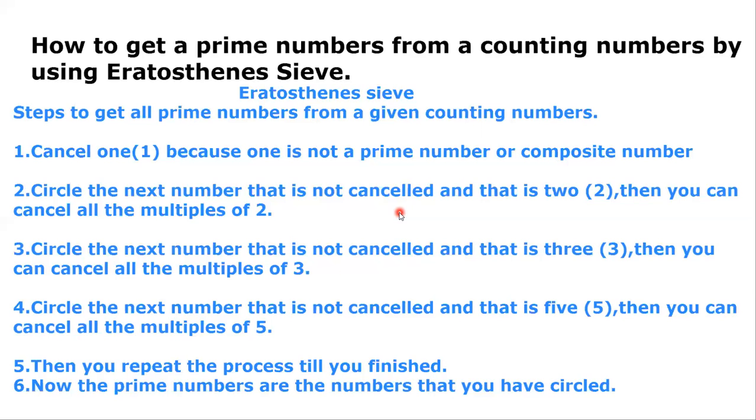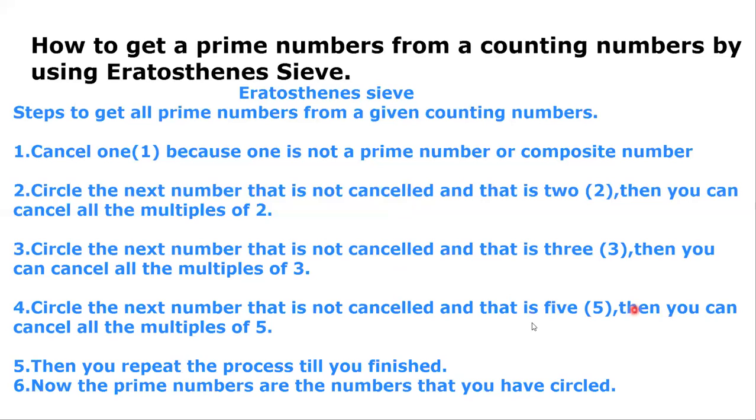Then you circle the next number after 3 and cancel multiples of 3. After cancelling all the multiples of 3, you circle the next number. When you are at 3, the next is 4, but 4 has been cancelled due to the multiples of 2. Then you move on to the next number. That is why it says circle the next number that is not cancelled. So the next number that is not cancelled is 5.